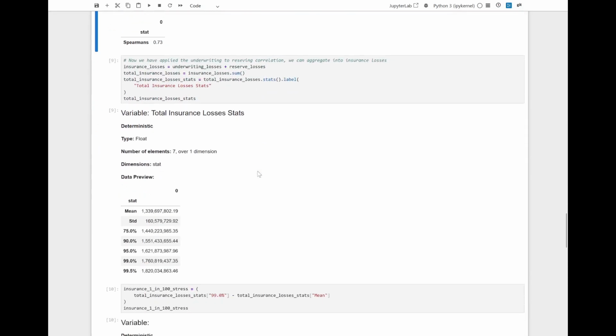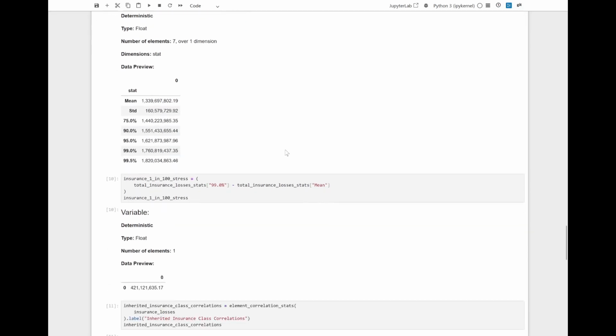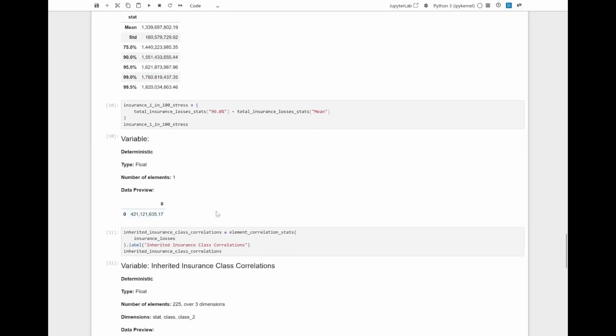And let's have a look at some of these aggregate distributions now. So now we've correlated underwriting and reserving, we're free to add that up into a total insurance loss figure. And again, sum it up over the classes and measure the stats and have a look at what we're getting. So total insurance risk, really not dissimilar to before. We're getting a mean of around 1.34 billion and going up to a 1 in 100 stress of 1.76 billion. So that's a 1 in 100 stress of around 420 million. So not dissimilar to what we were getting with method 1.